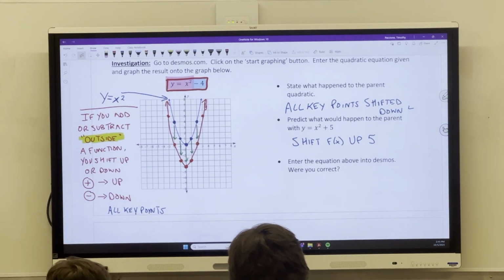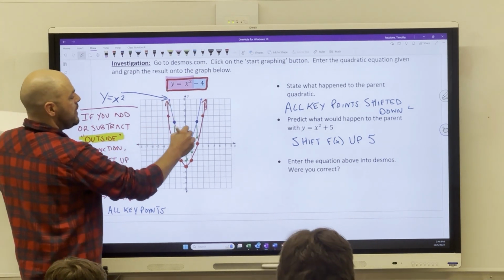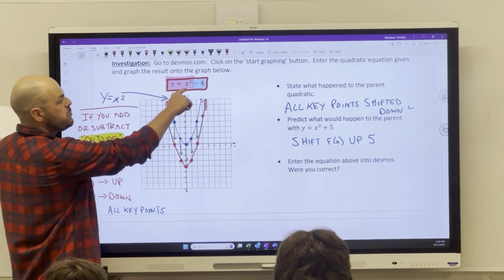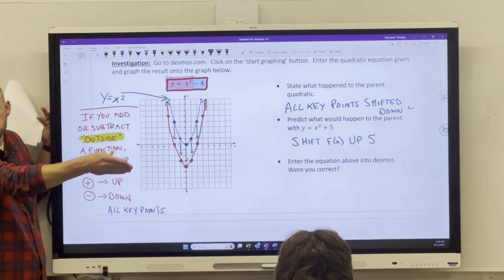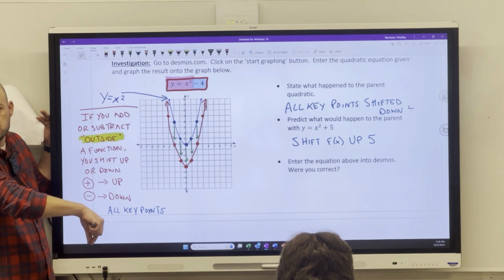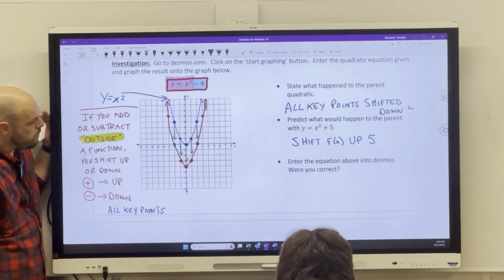But why did you put y equal x squared and then you do that? Because the blue one is our parent function, that's x squared, and then this one was x squared minus 4. So we use the first function to help us find the second one, okay? Good question.